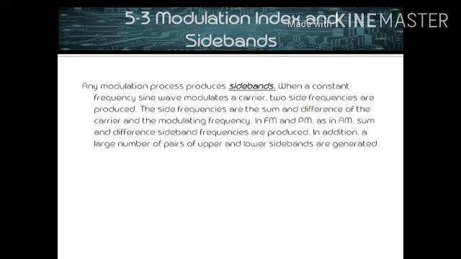Now for part 3, modulation index and sidebands. Any modulation process produces sidebands. When a constant frequency sine wave modulates a carrier, two side frequencies are produced. The side frequencies are the sum and the difference of the carrier and the modulating frequency. In FM and in PM, as in AM, sum and difference sideband frequencies are produced. In addition, a large number of pairs of upper and lower sidebands are generated.